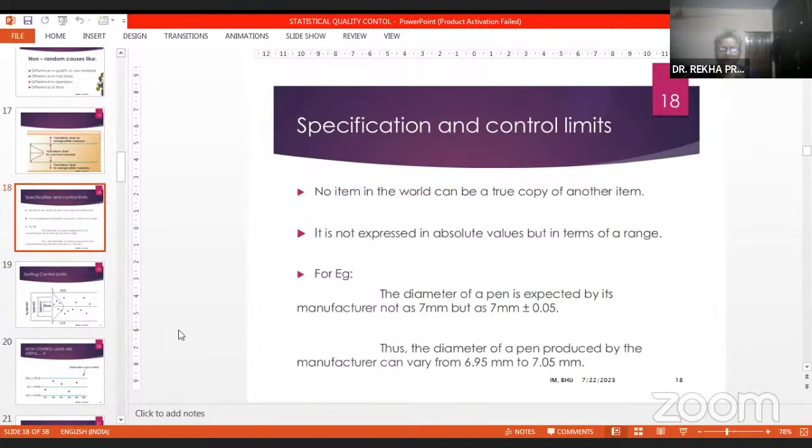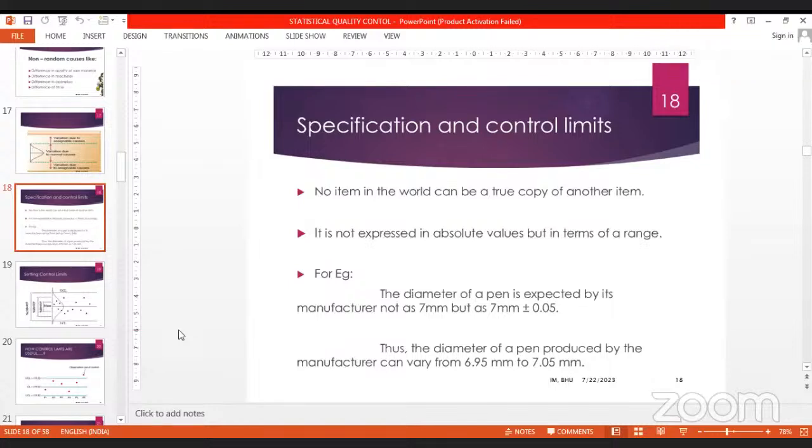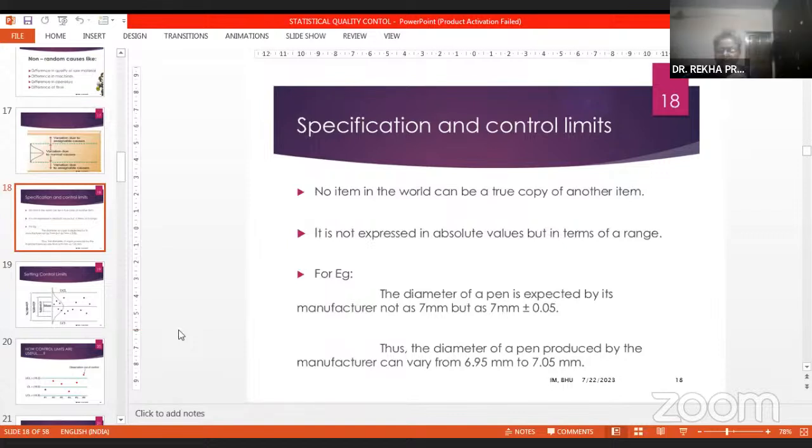Specification and control limit. No item in the world can be a true copy of another item. It is not expressed in absolute value, but in terms of a range. For example, the diameter of a pen is specified by its manufacturer not as 7 mm but as 7 mm plus minus 0.05. So if the diameter of a pen lies within this range, then it is acceptable.